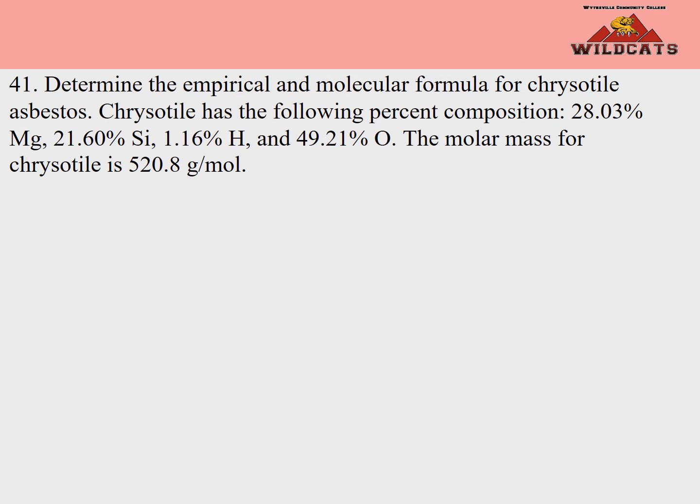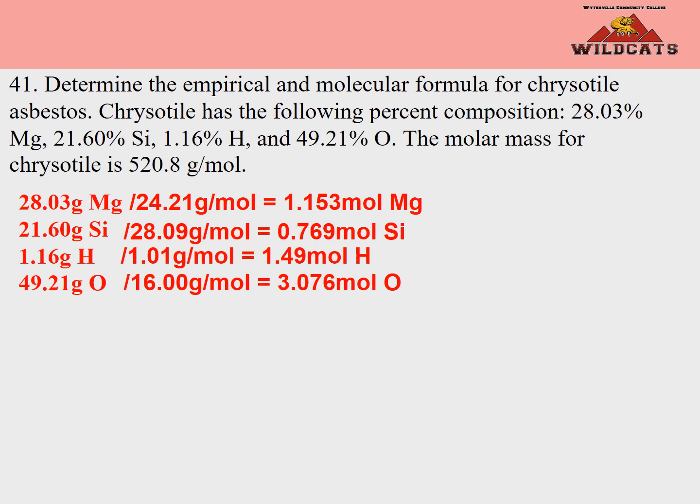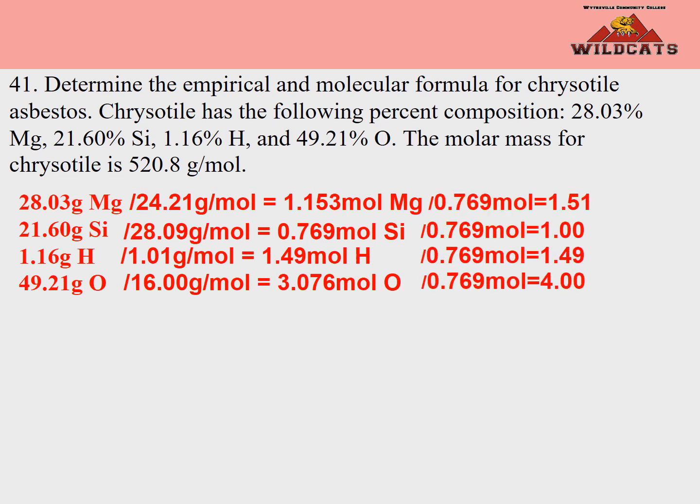Number 41, we're going to look at chrysotile asbestos, which can also cause cancer of the lungs. If you'll notice, I've just taken the percents and changed the percent sign to grams. And then I'm going to find the number of moles of each of these elements by dividing by their molar masses. Going to find the simplest whole number ratio by finding the smallest one. So 0.769 is the smallest of the 4, and I divide it into each of the rest. And if you'll notice, I got a 1.5, 1.49, which looks like a 1.5, and 4.00.